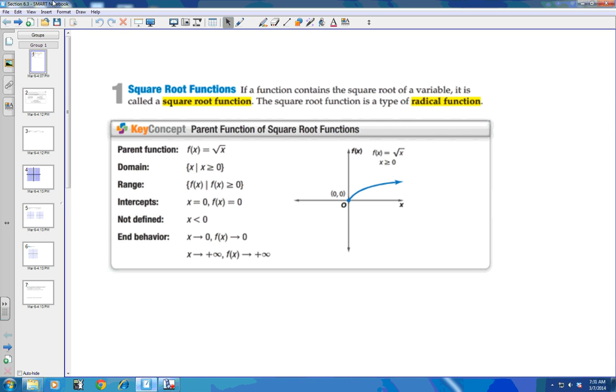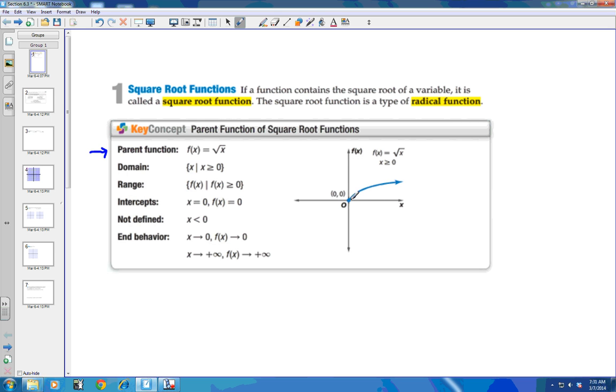This is the video for section 6.3, and in this section we're going to talk about square root functions and square root inequalities. So first of all, if a function contains the square root of a variable, then it's called a square root function. And the square root function is a type of radical function. Okay, and so here is our parent function, f of x, or y equals the square root of x.